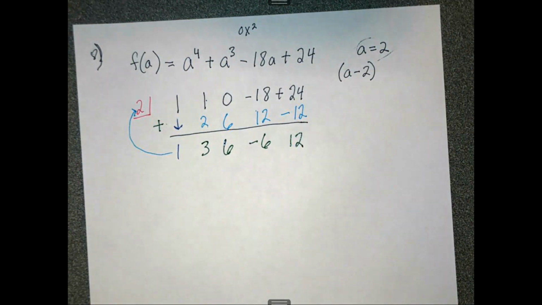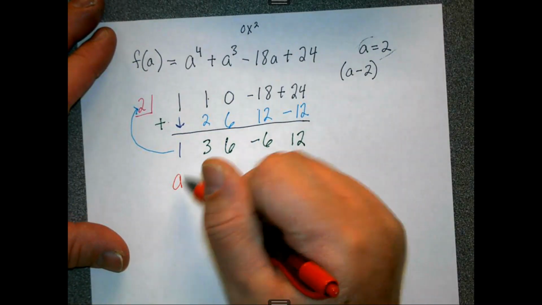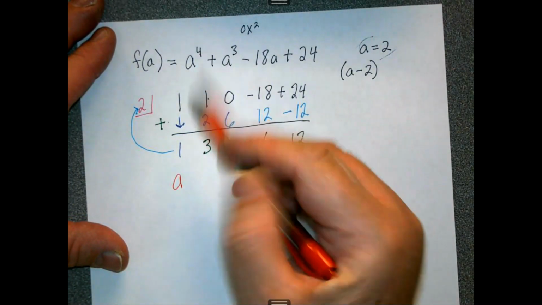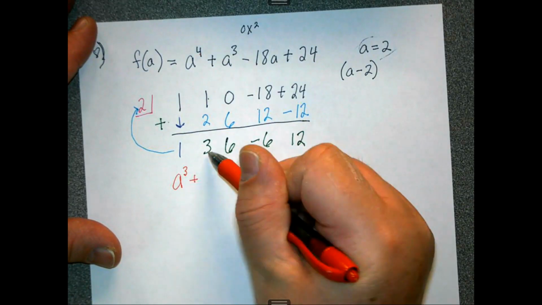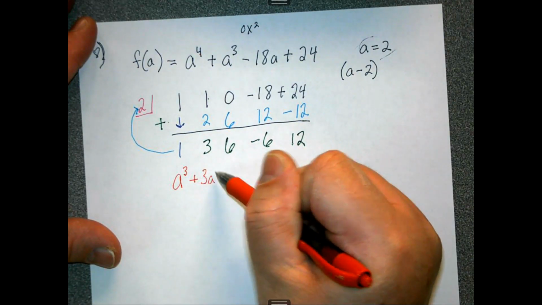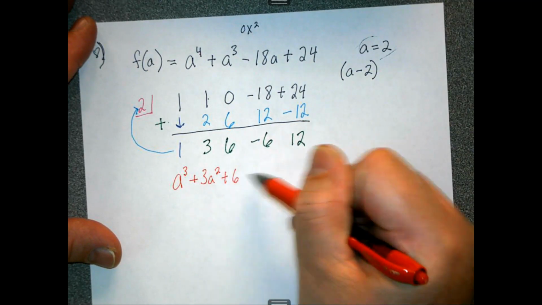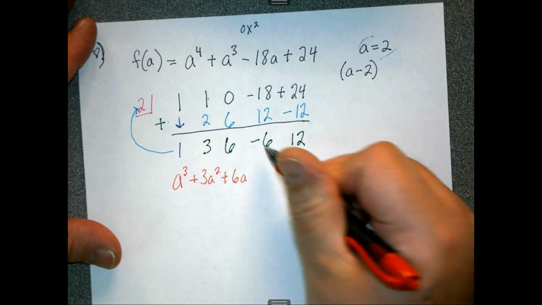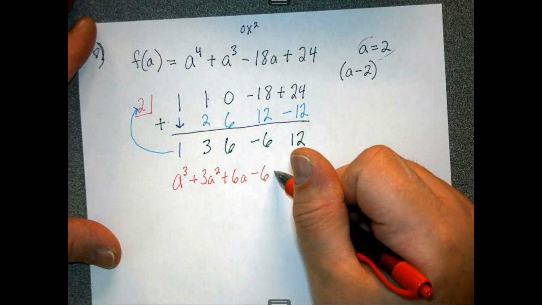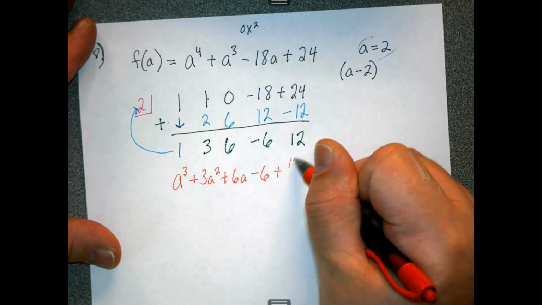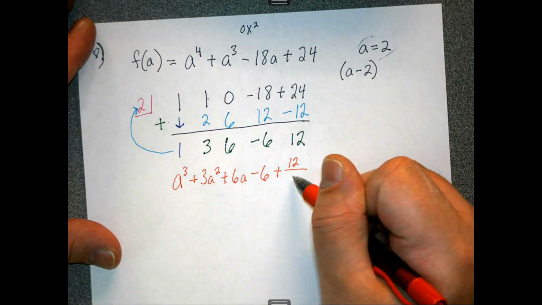So my answer. Started at 4, so we have an a cubed. Positive 3a squared. Positive 6a minus my constant 6. Then I have a remainder of positive 12 over a minus 2.